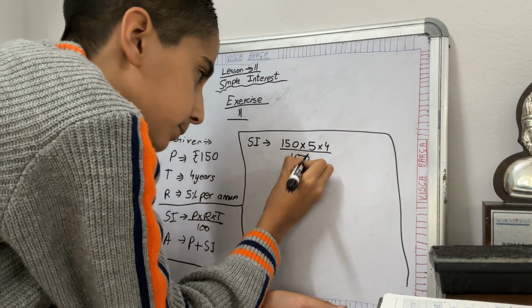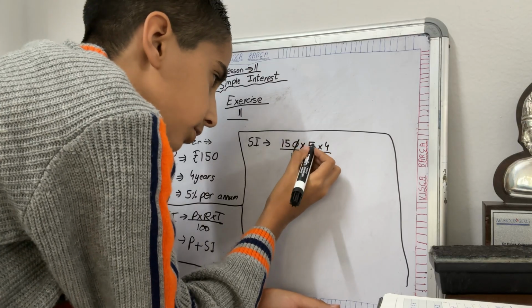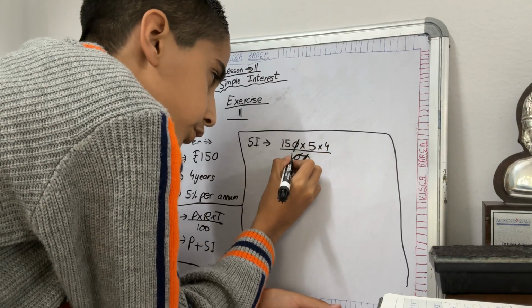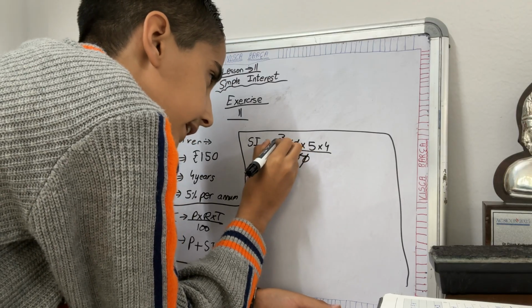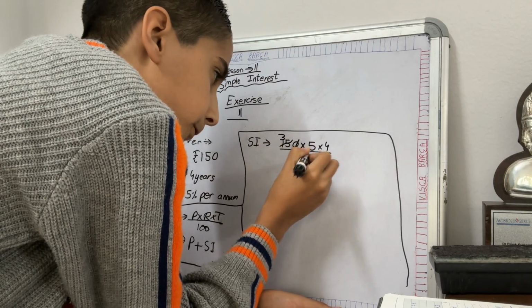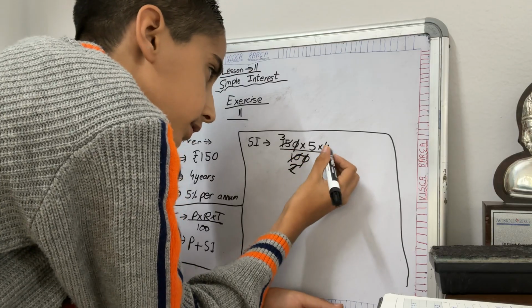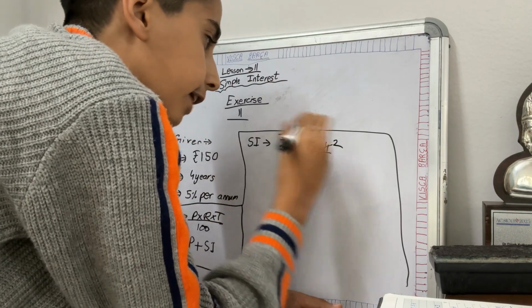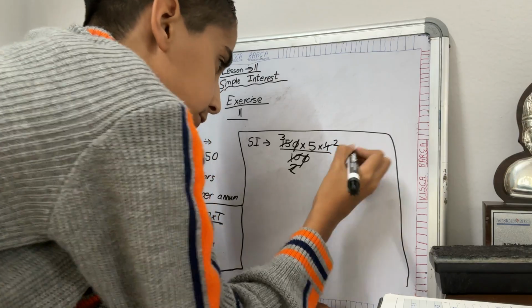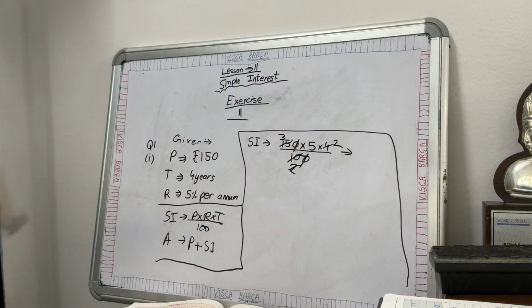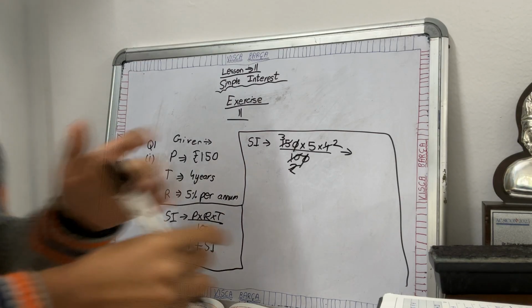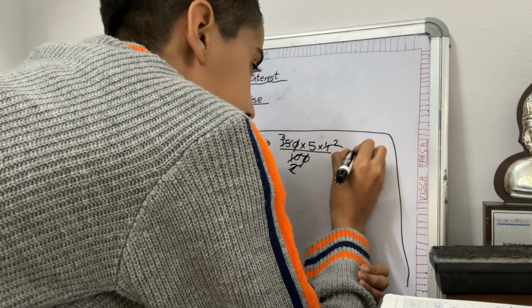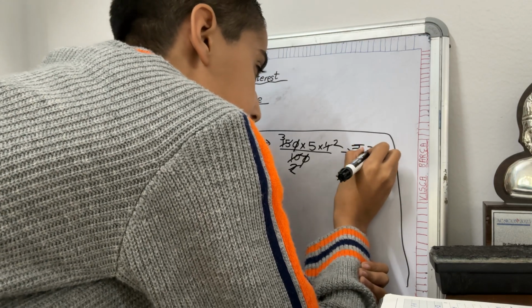So 0 goes by 0. Now 2, this will also go by 5, 3. Now 2 will cut 4, now it's 2. Now we'll multiply. So it is 3 into 5. 3 into 5 is 15. 15 into 2, it's 30. So interest is rupees 30.